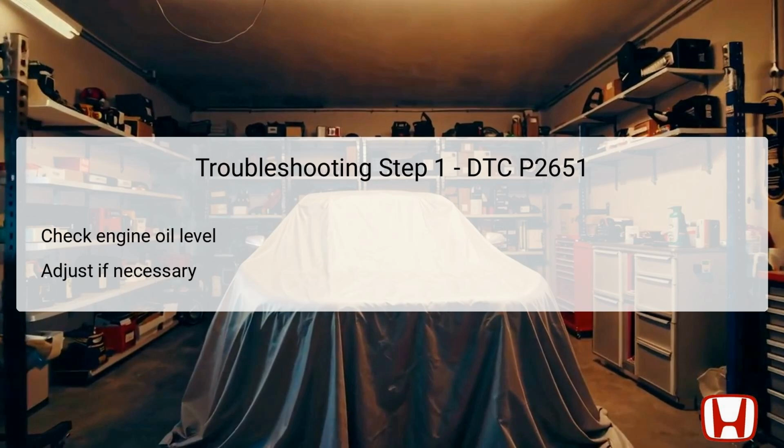If the oil level is found to be acceptable, you can move on to the next troubleshooting step with the confidence that this common issue isn't the underlying cause of the DTC. This initial check is vital as it sets the stage for effectively diagnosing the performance of the rocker arm oil pressure switch.